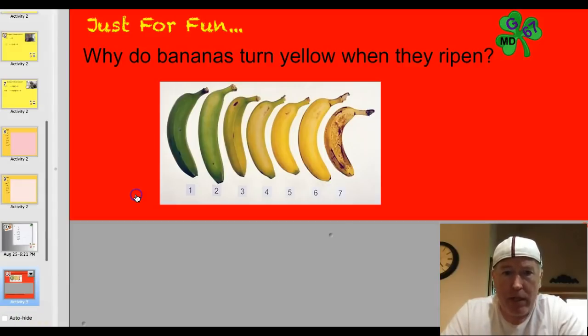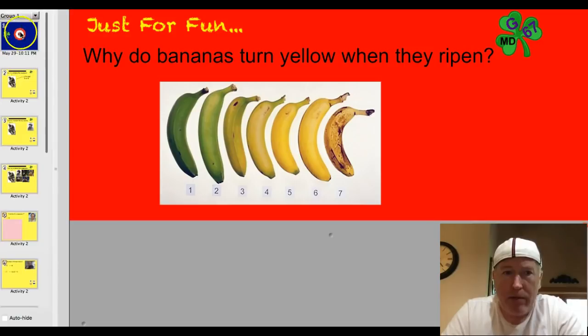Before we do that, let's go ahead and get started with our trivia question turned in from my daughter Tara. Why do bananas turn yellow when they ripen? I'll be back with the answer to that after instructions.